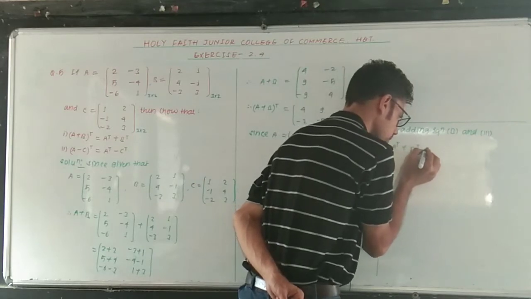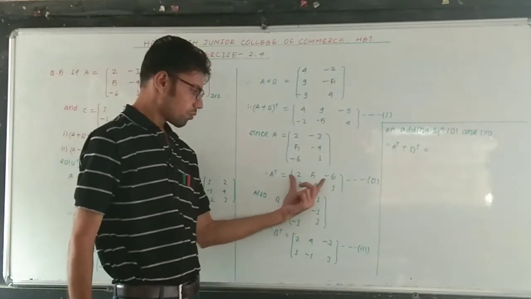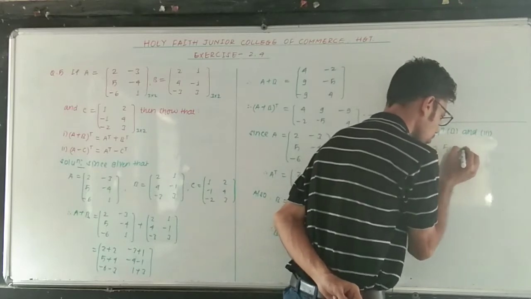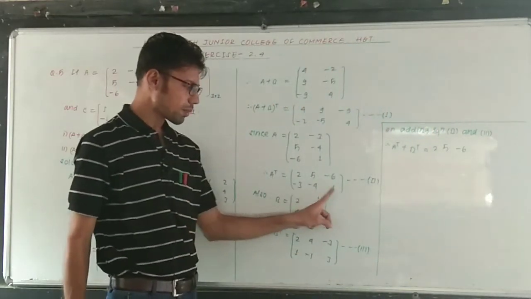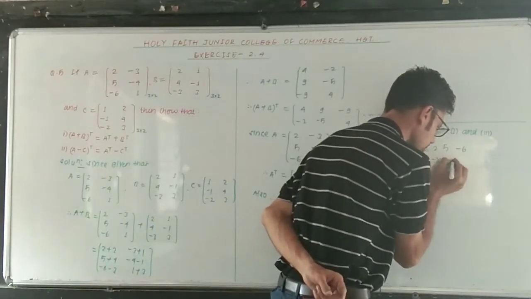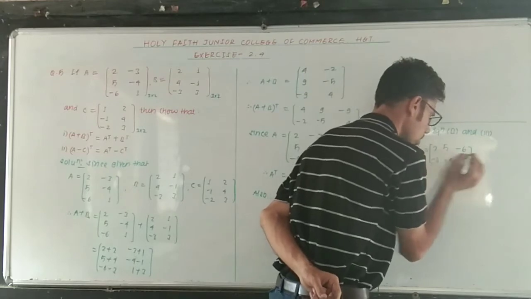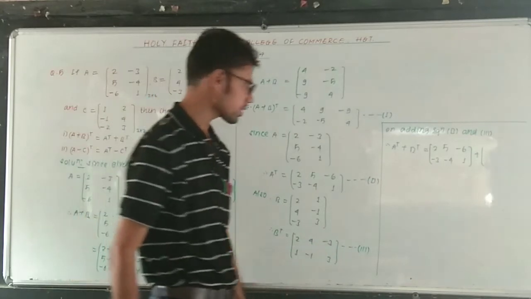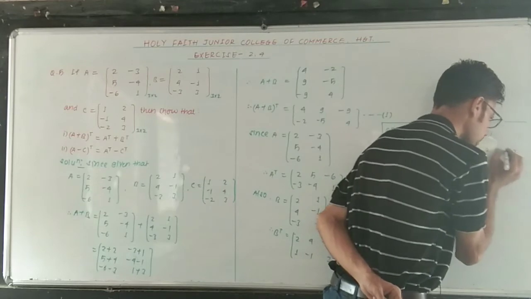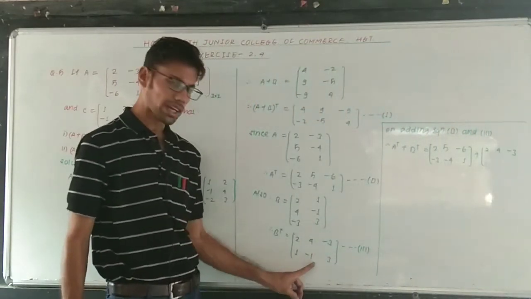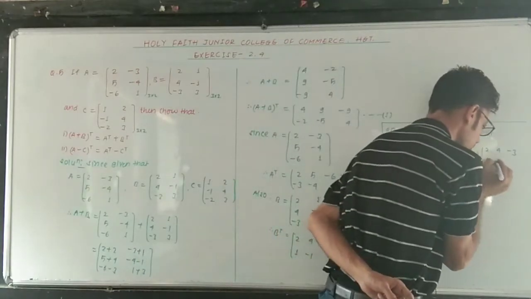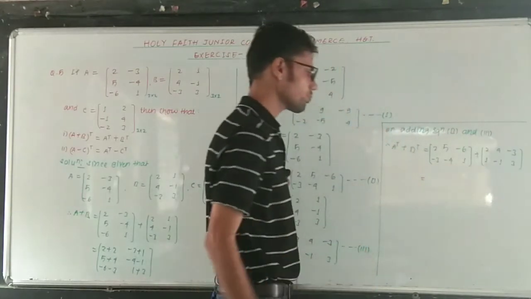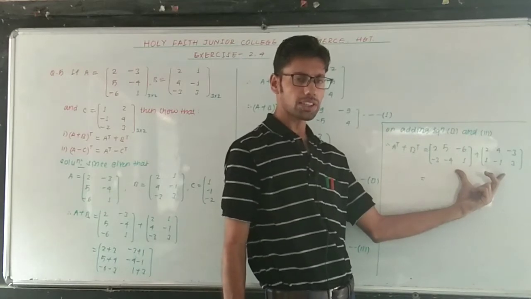Therefore transpose of A plus transpose of B is equal to, what is the value of transpose of A? 2, 5, minus 6; minus 3, minus 4, 1; plus transpose of B: 2, 4, minus 3; 1, minus 1, 3, which is equal to, we have to take the addition of two matrices.